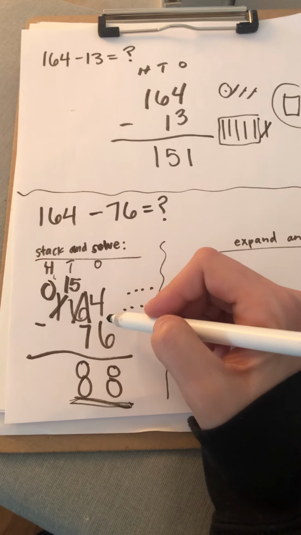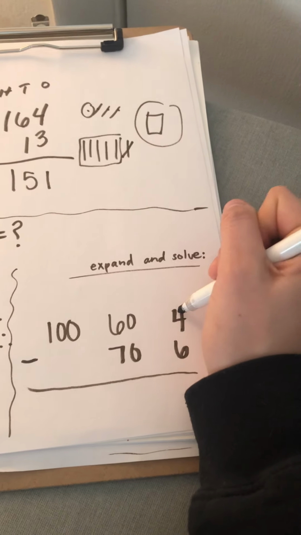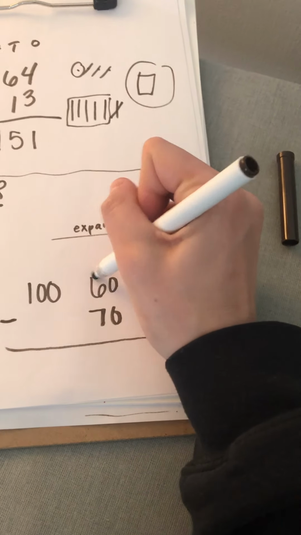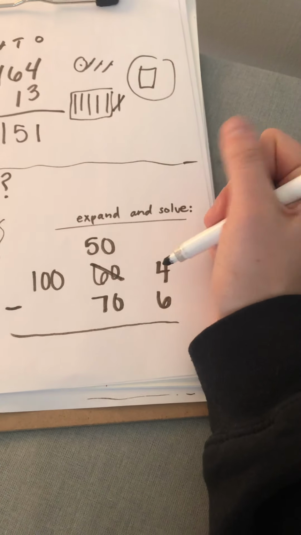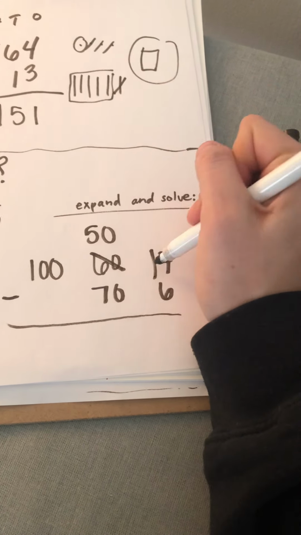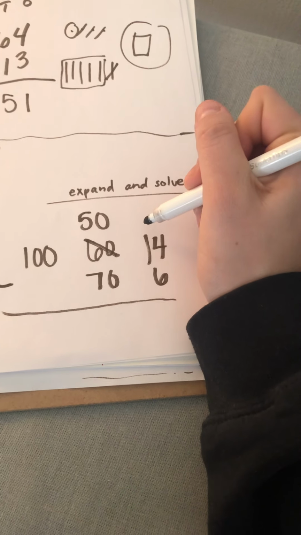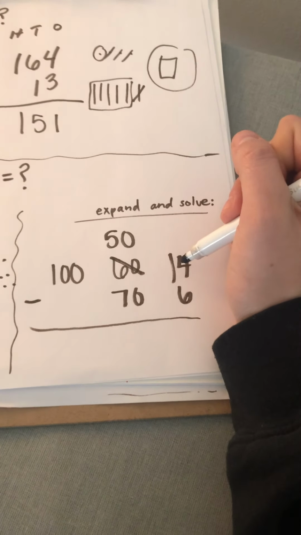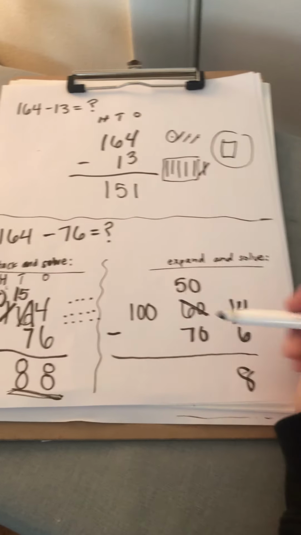I needed to regroup twice. I didn't have enough to take away. Check it out in expanded. 4 take away 6, there's not enough. Borrow from the tens. When I take a 10 away from 60, I'm left with 50. That gives my 10 to the ones place. They broke into 10 ones, so now I have 14 ones. 14 ones minus 6 ones gives me 8 ones, just like over here.